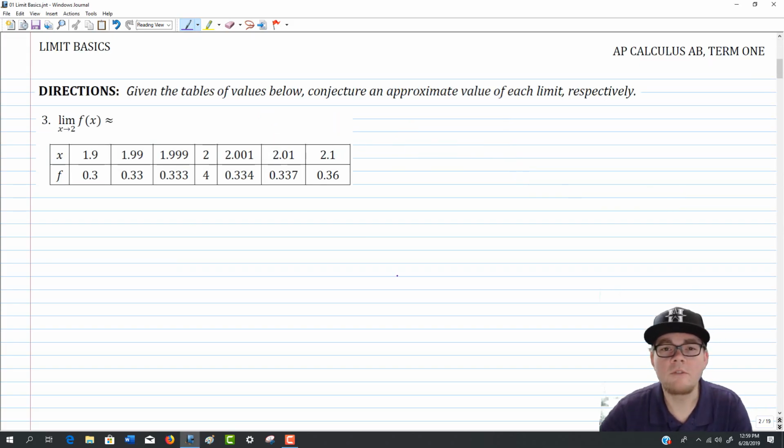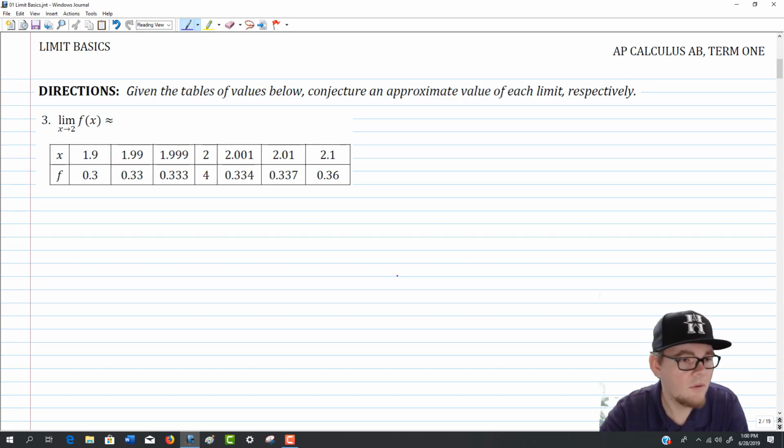So the first question we're going to look at is question number 3. And it says in the directions for 1, 2, 3, and 4, given the table of values below, conjecture an approximate value of each limit respectively. So what you're given in this case is a numerical presentation of a function. And you're given some function values around a particular x value, and then you're asked to speculate about what you think the actual limit value would be. So in other words, what are the y values doing in that particular region?